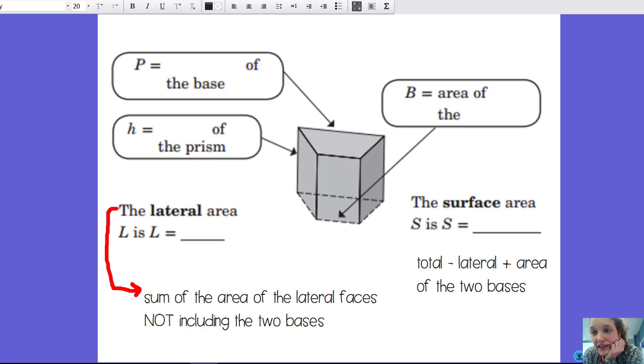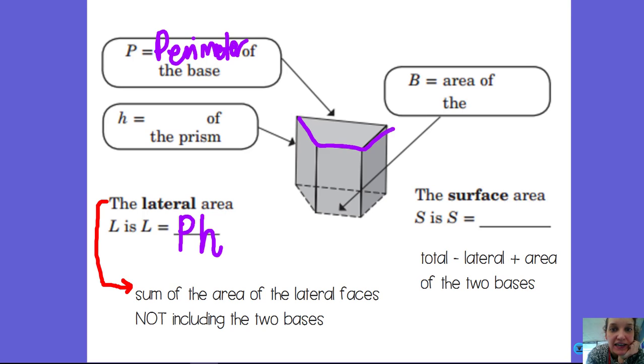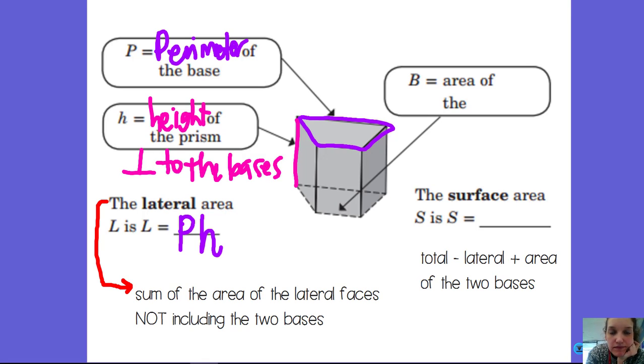The formula for the lateral surface area is the perimeter of the base times the height of the prism. Capital P stands for the perimeter of the base, so you're going to add up all of the side lengths of the base of your prism, and then the H is the height of the prism, and remember that height has to be perpendicular to the bases. Lateral surface area is just all of those lateral rectangles that are connecting the two bases.